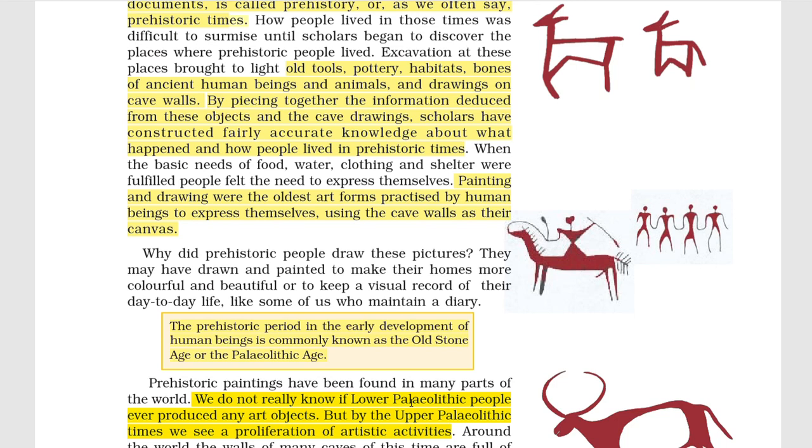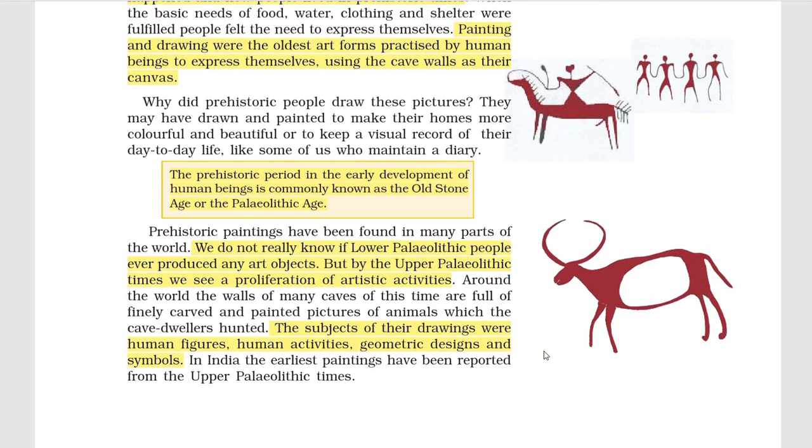The prehistoric period is generally the Old Stone Age or Paleolithic age. We do not really find any Lower Paleolithic people painting objects. Especially in India, we do not have any trace of Lower Paleolithic painting. The very first painting discovered in India belongs to the Upper Paleolithic period. The subjects of these rock paintings were human beings and some geometrical designs. With the period moving to Mesolithic and Chalcolithic, we see hunting, dancing, and even color improvisations in the rock paintings.